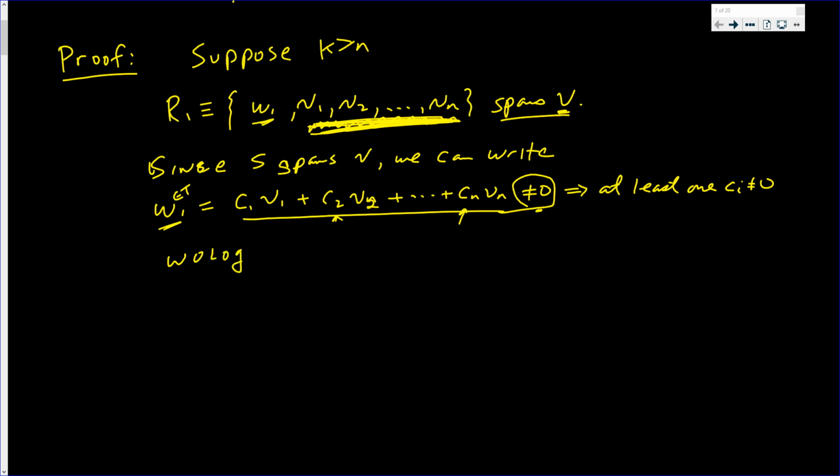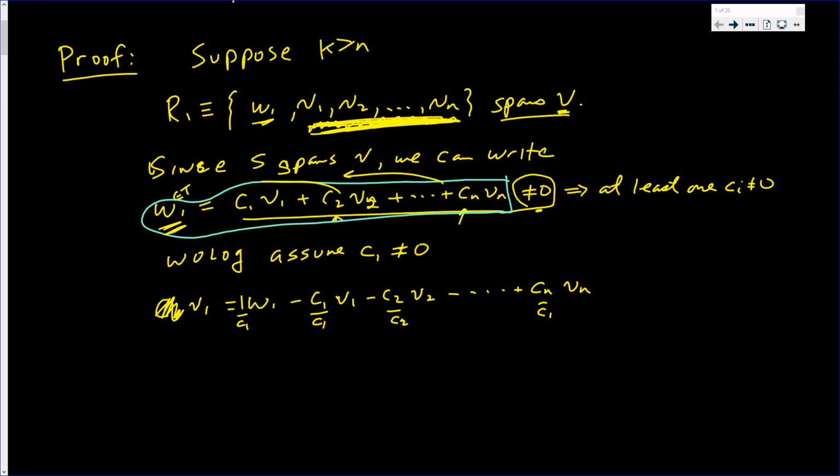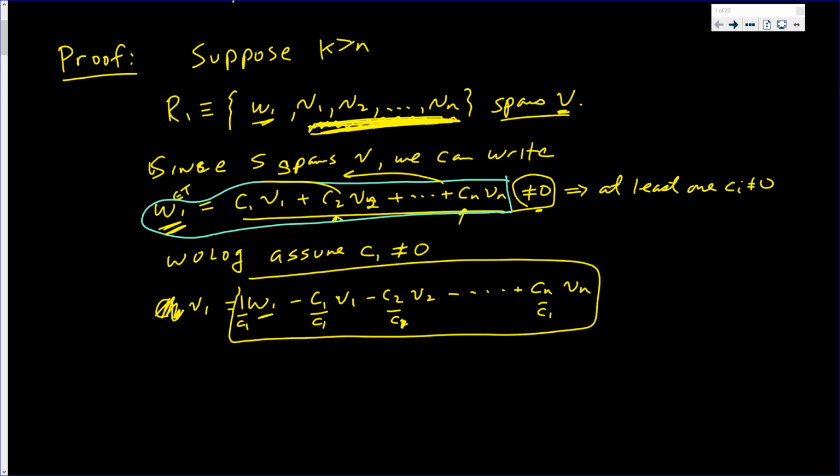Without loss of generality, assume C1 is not 0. That means that I can solve this equation for V1. For right now, I'll solve for C1 V1. It equals the left-hand side, W1, and then bring everything else over: 1 times W1 minus C2 V2, all the way down to Cn Vn. And then I divide by C1. I blew that one. That should not be there.